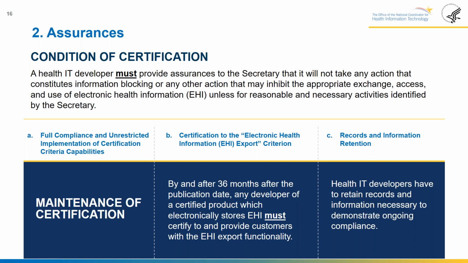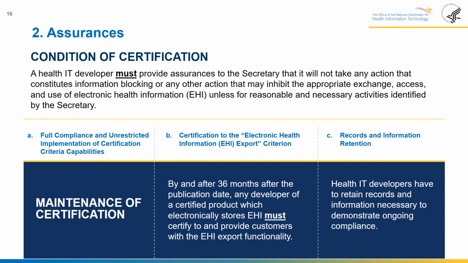And then we have 3 specific conditions as well that fall under the one laid out in statute, which is full compliance and unrestricted implementation of certification criteria capabilities. Generally, this has always been a requirement of the program, but this is saying that, you know, once a product is certified, it's expected to always maintain compliance, both in the field and production environment, as well as not to restrict the functionalities for its customers or users.